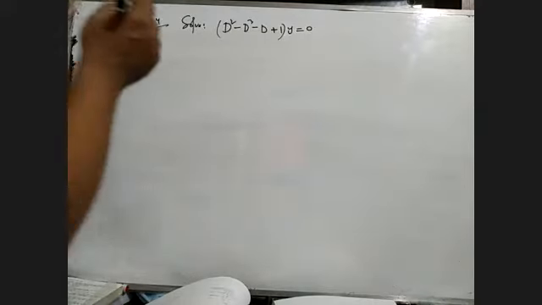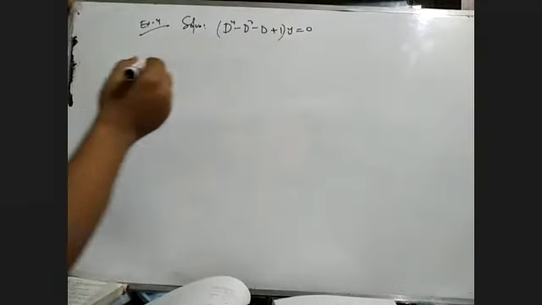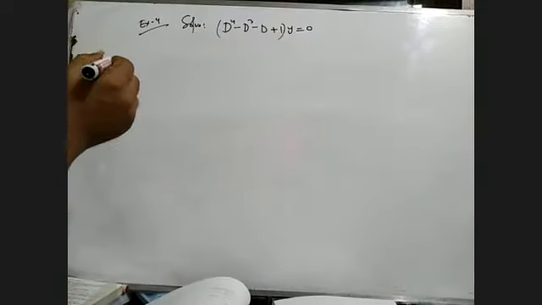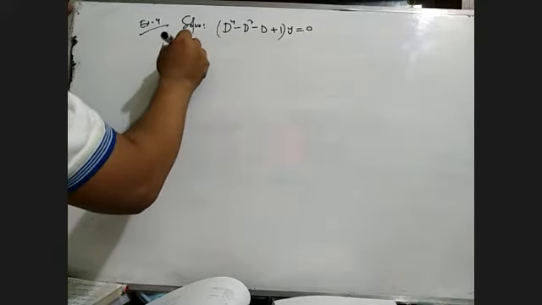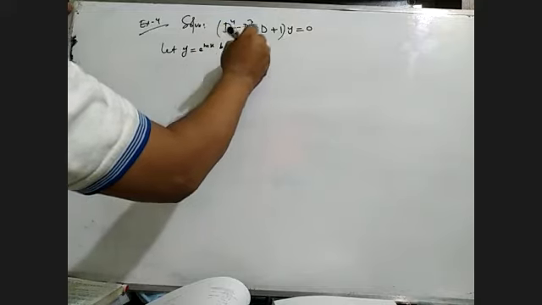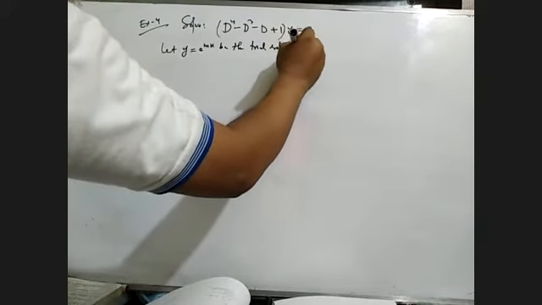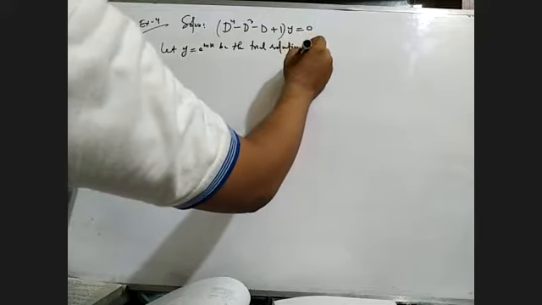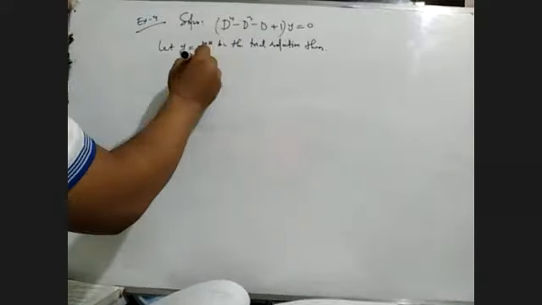So the example is actually D^4 y minus D^3 y minus Dy plus y equals 0. That means fourth order linear differential equation in homogeneous form. Let y equals e to the power mx be the trial solution. Then the given differential equation takes the form what?